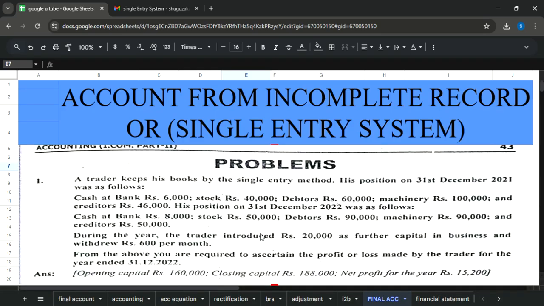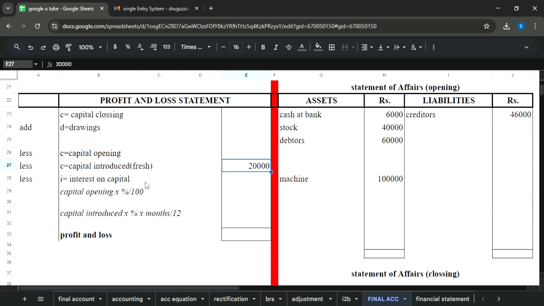Next, and withdrew rupees 600 per month. Look at here, trader means owner, and the owner had drawn an amount. So this would be the drawings, 600 per month. That means each month he is taking 600. So look over here, 31st December 21 to 31st December 22. How many months? Full year, 12 months, 600 per month. These are drawings. So you will come over here.